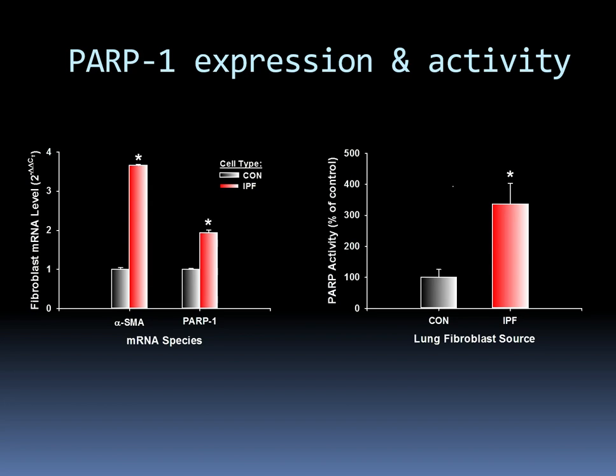So we isolated fibroblasts from IPF patients and fibroblasts from control subjects and compared the PARP1 expression and activity in these cells. The result showed that PARP1 expression is highly induced in fibroblasts isolated from IPF patients. The activity is also much higher in the cells from IPF patients. This correlates with the induction of alpha smooth muscle actin, which is a marker for myofibroblast differentiation. The actin expression is much higher in the fibroblasts isolated from IPF patients. So this correlation suggests that PARP1 regulation is important for myofibroblast differentiation.